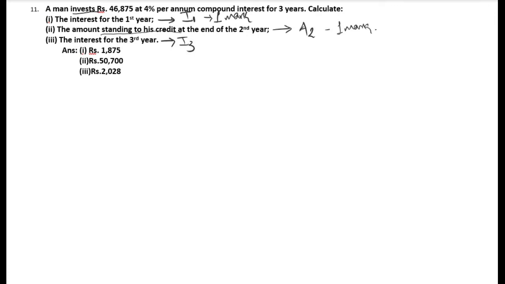Then you have to go ahead and find the amount at the end of first year, that is A1, which will be the principal for the second year, which is P2, right? From P2, the calculation for the second year begins. From P2, you will get I2, interest for second year, and A2, the amount at the end of second year, which will give you one more mark. And then you have to continue your calculation for third year, which will give you I3.